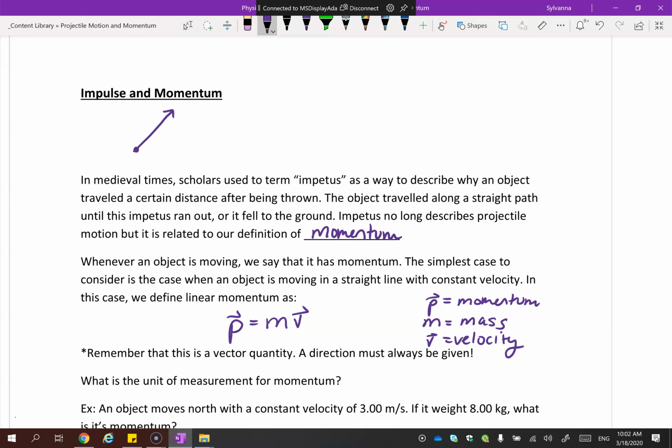This is a vector quantity. You must provide a direction. The unit of measure for momentum, since we have mass, will be in kilograms. Then we multiply it by the velocity, which is going to be meters per second. And that will be your unit for momentum.